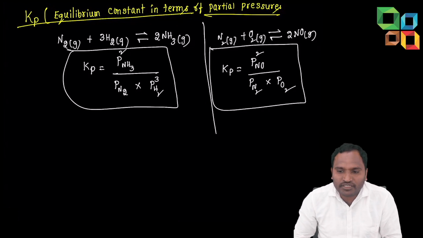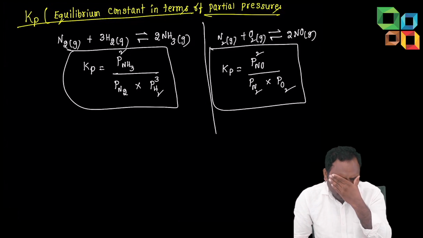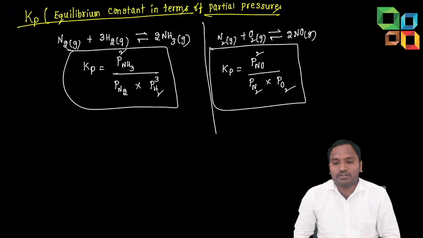For gases, we are getting some error. If we find Kc, instead of concentration we are using partial pressure, because the number of moles per unit volume concept will not be applicable perfectly to gases.